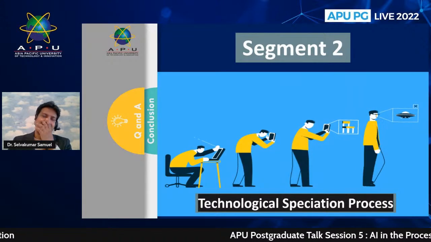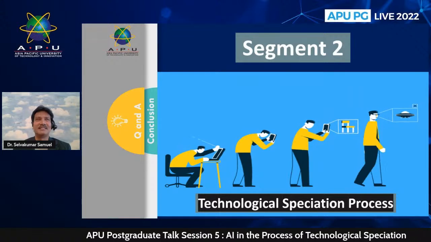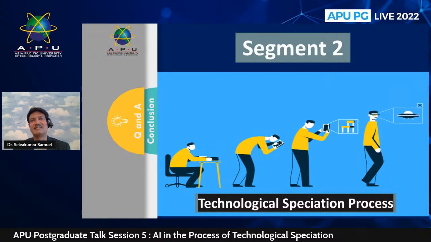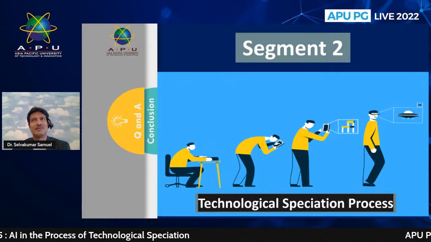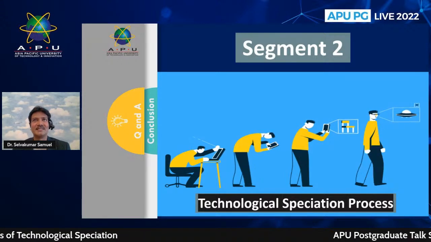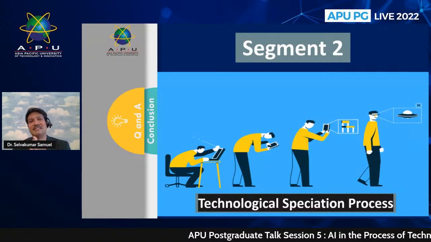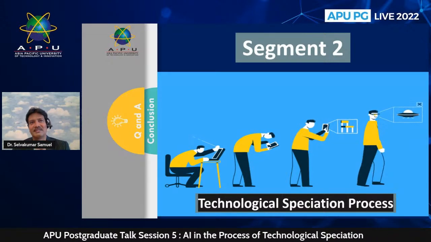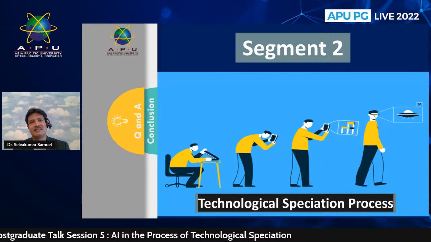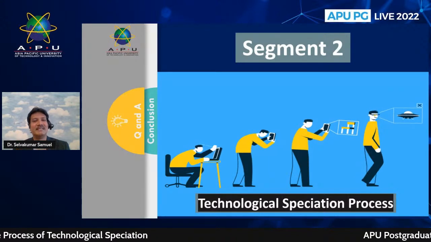Okay, that's about the first segment introducing what is species, biological species, and what is technological species. Examples of biological species and examples of technological species. Second segment, technology speciation process. How are the new species formed, evolved, or what is speciation basically?